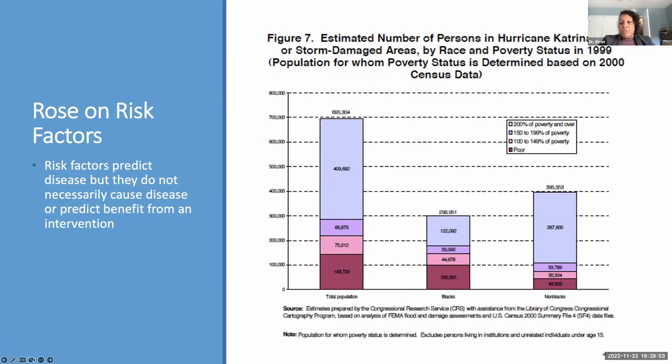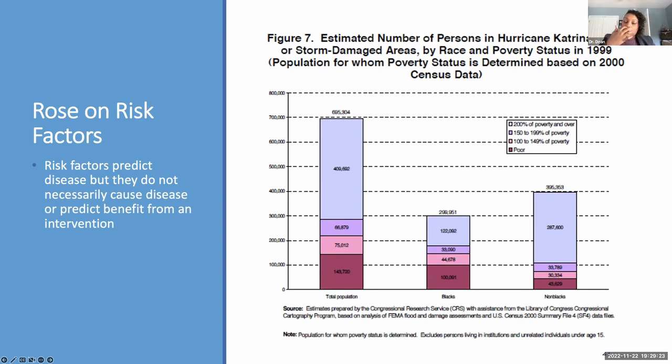And inherent in Geoffrey Rose's approach was that social conditions are part of the social determinants of health. And that is the belief that these risk factors could predict disease, but they don't necessarily cause the disease or predict benefit from an intervention. And that's really an important distinction. Yes, we talk about, for example, going back to the chimney sweeps, poverty as a potential root cause, but we know that the most immediate and proximate cause was the carcinogenic soot.